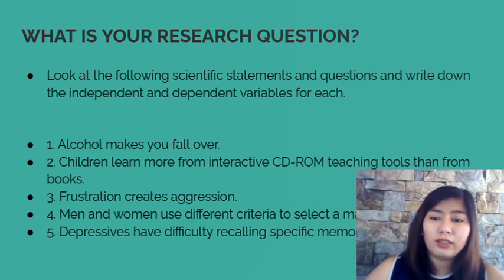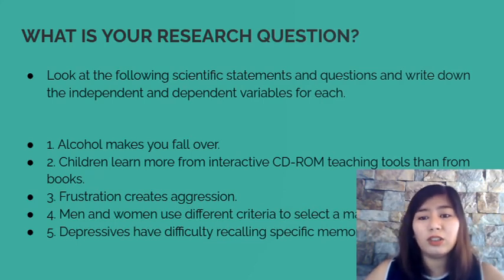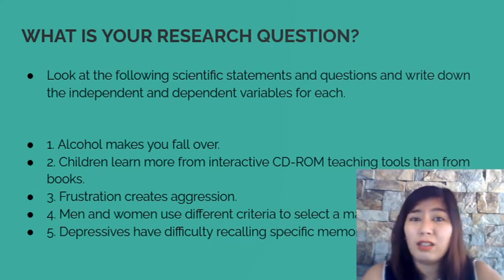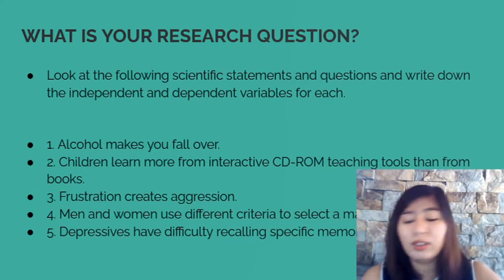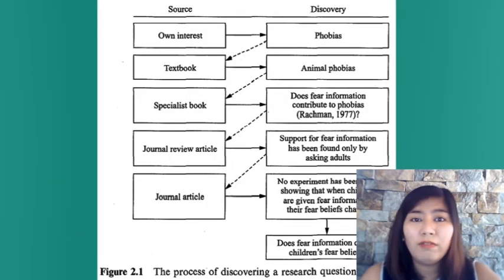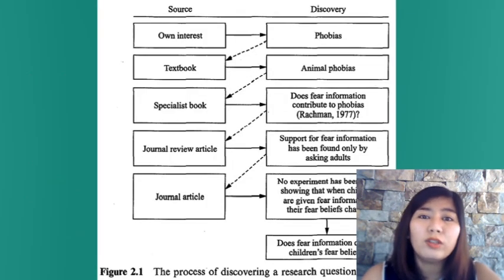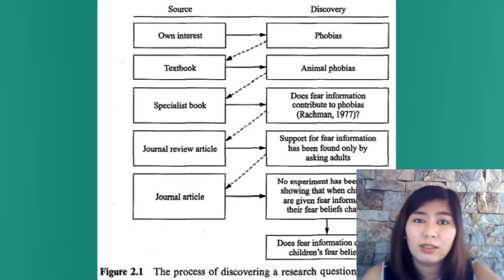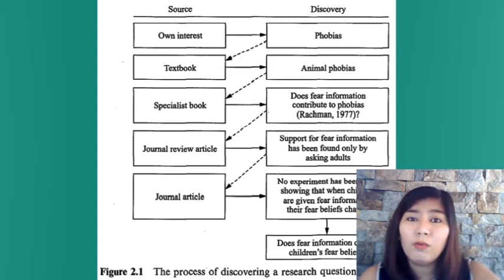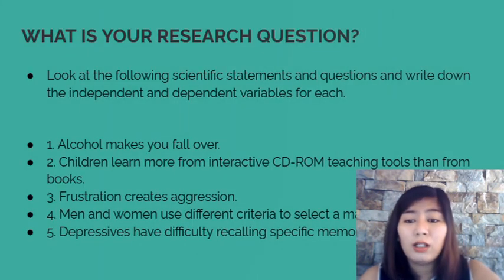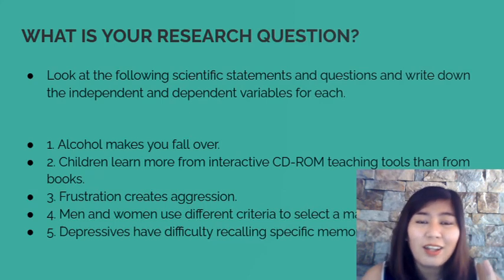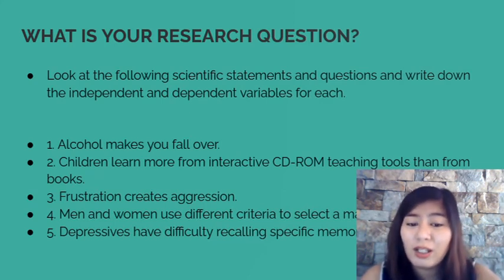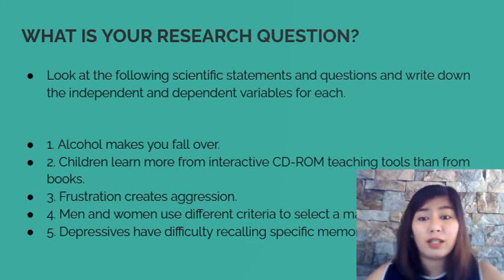So in these scientific statements and questions, you also need to determine here what are your independent and dependent variables, because in your research statement you have to be quick in terms of defining what your outcome is and defining what your antecedent event is. So I will leave you here to check and answer. You can pause from here, and you can check the answer on the next page.